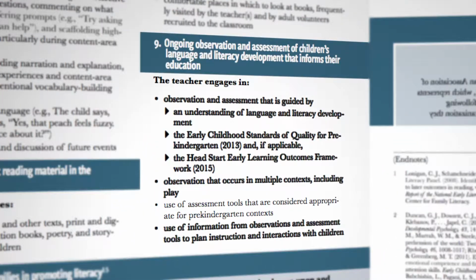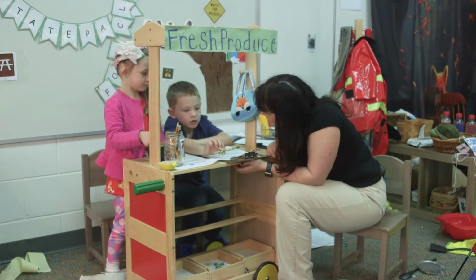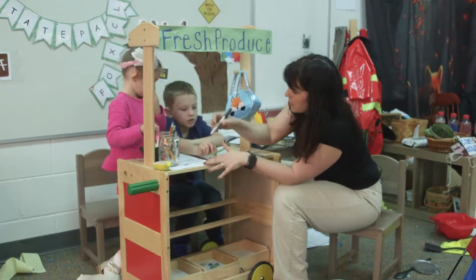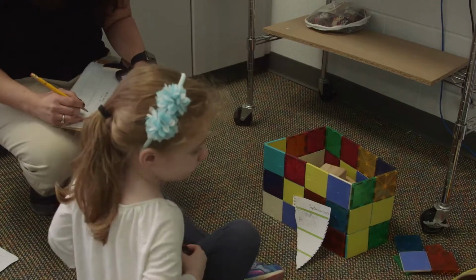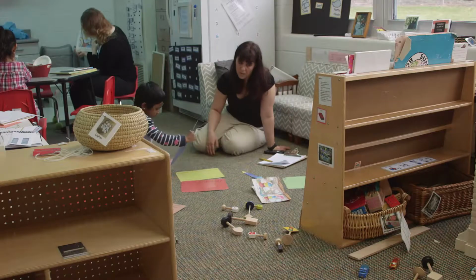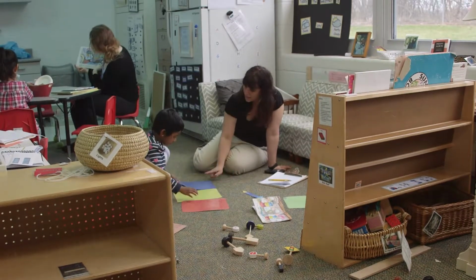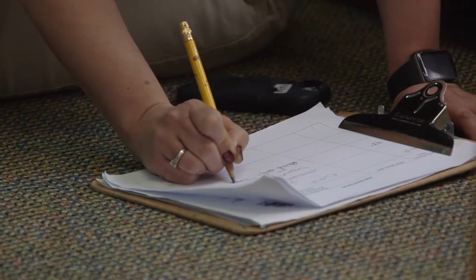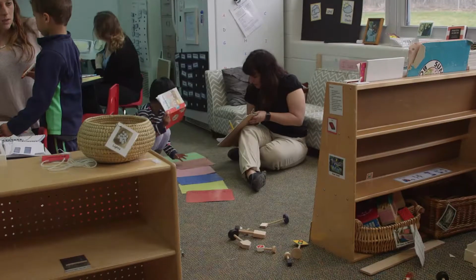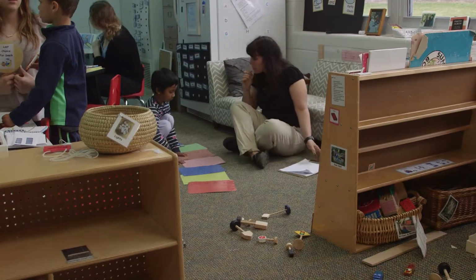Ongoing observation and assessment of children's language and literacy development should inform children's educations. In this classroom, the teacher engages in observation in multiple contexts, including during play. We take observational notes in the classroom to help us to learn more about the children, where they are developmentally, and what they're doing. We use the observational notes in many ways. One of the most important ways is to inform instruction so that we're able to scaffold for the children the next steps for them and just help with their development.